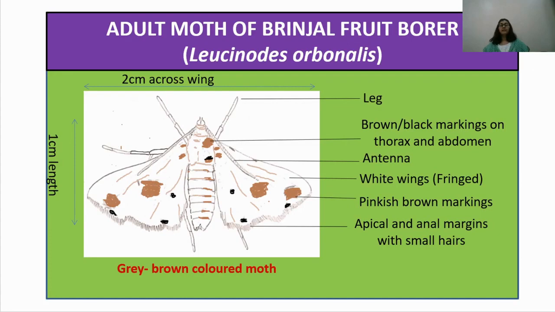So here you can see the sketch of adult of brinjal fruit borer, where you can see the wings are white in color, fringed. Apical and anal margins are with small hairs. The wing spread is 2 cm. From head to abdomen tip, it measures 1 cm in length.